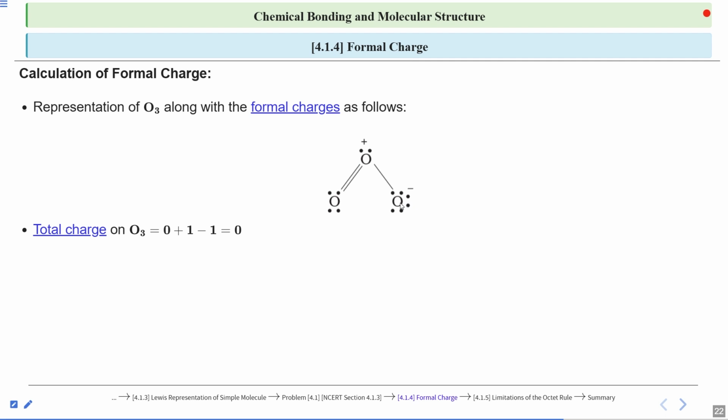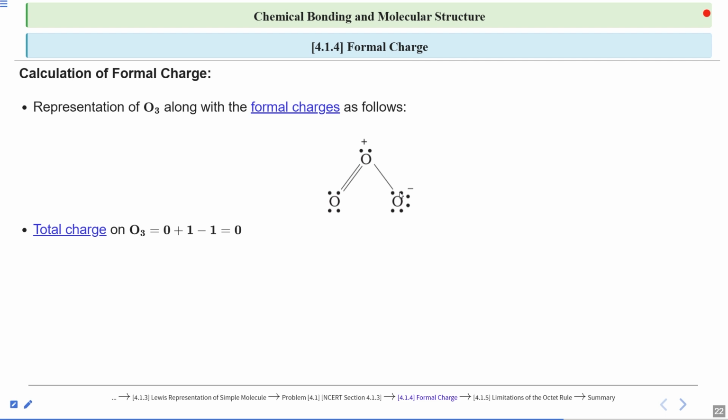Not literally negatively charged, but on the basis of formal charge. The number of bonds is 1. Therefore, 2 electrons are bonded. Now, 2 divided by 2 will give you 1. Just put it in the formula: 6 minus 6 minus 1. That will give you -1 as the formal charge on the third oxygen. I hope this is clear to you. How do we calculate the formal charge? It's very simple. Just try to calculate one more time at home.